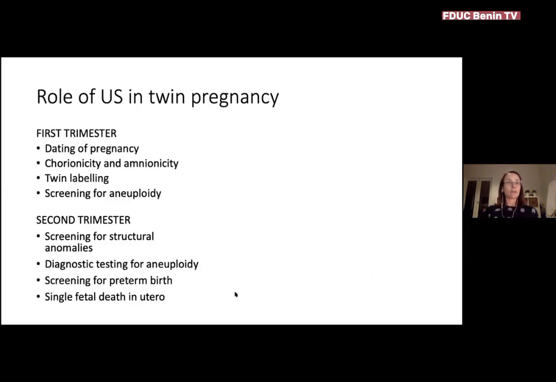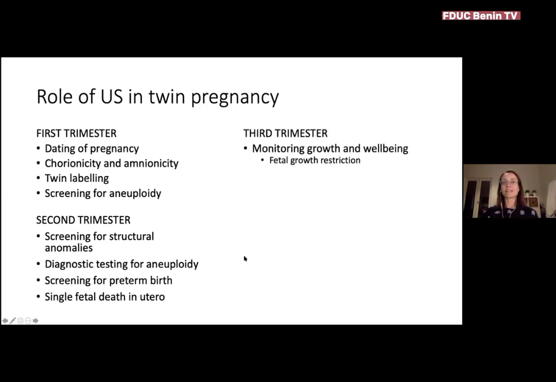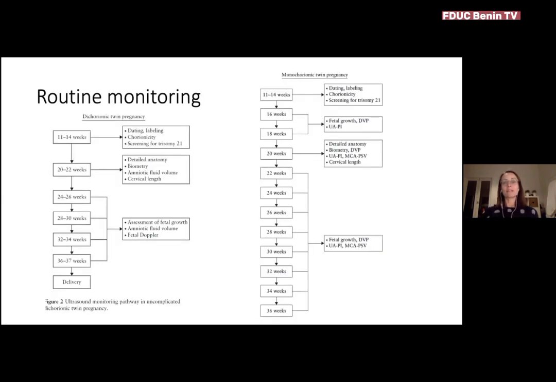So that's a quick run through of the use of ultrasound in the second trimester. In the third trimester, the primary use of ultrasound is in monitoring growth and well-being, and particularly trying to detect fetal growth restriction. So the ISUOG guideline outlines the recommendation for the frequency of scans in dichorionic twin pregnancy, which is roughly every 4 weeks from 20 weeks onwards, and that's mainly to detect fetal growth restriction, and the increased schedule in monochorionic twin pregnancies, which is fortnightly from 16 weeks.